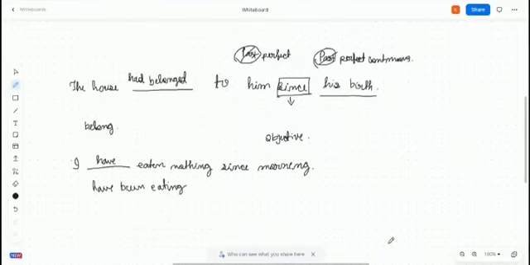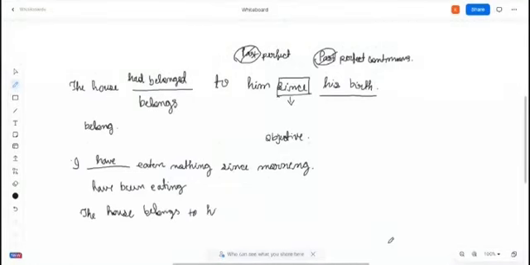See, the difference between these two sentences is that the second sentence might be finished. Your sentence is correct if we use it like this: the house belongs to him. That's it. Then you can use it. But if you are using this part, since his birth, then you cannot use belongs. That time you have to use had belonged.